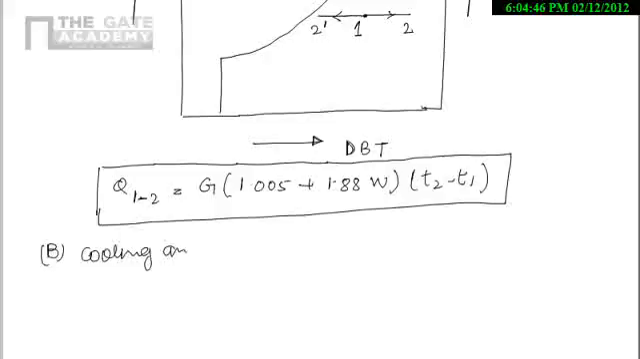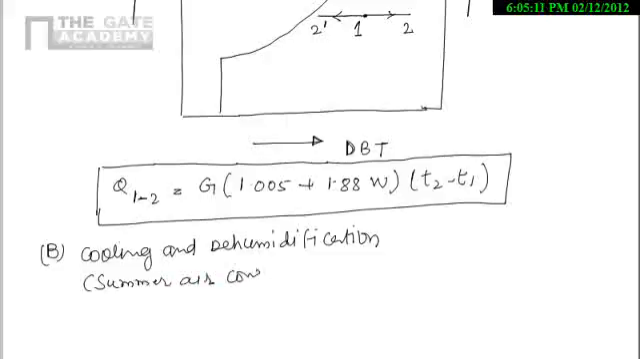Now let's define the other process, that is cooling and dehumidification. Basically this kind of process where we want cooling and we want dehumidification, the general application for this kind of process is summer air conditioning. So summer air conditioning is the one in which we get cooling and dehumidification.